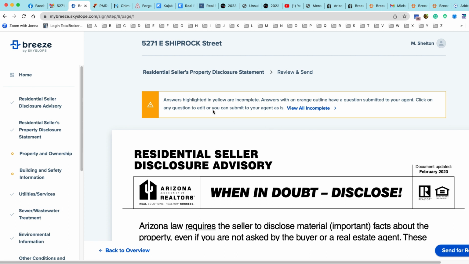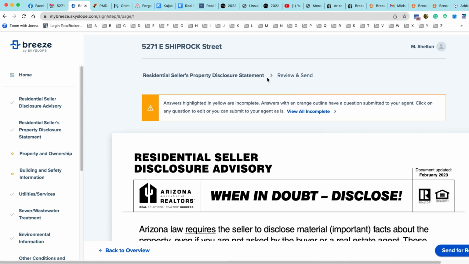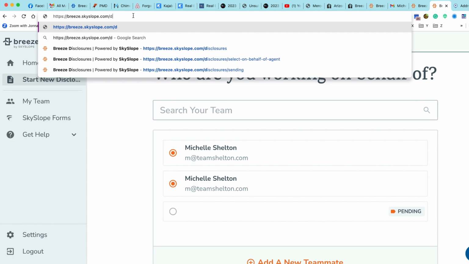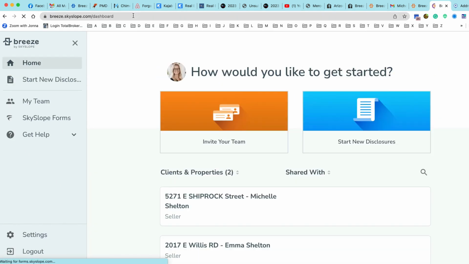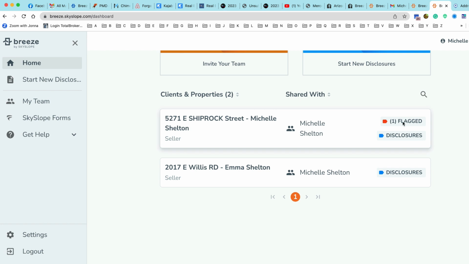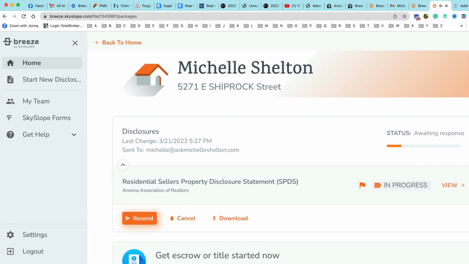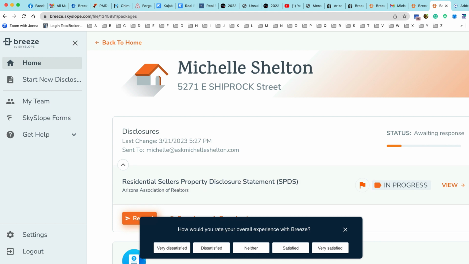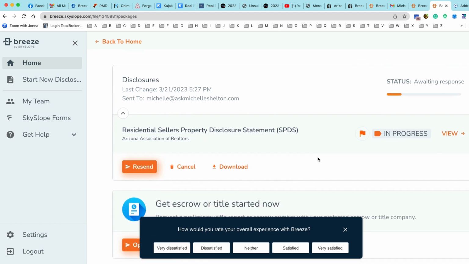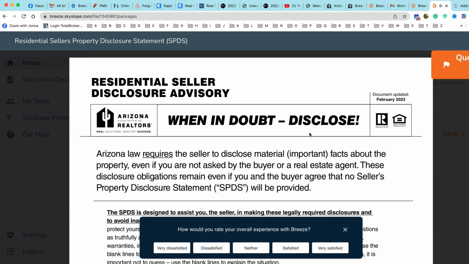So I'd like to see answers highlighted in yellow are incomplete. Answers with an orange outline have a question submitted to your agent. Click on any question to edit or submit to your agent as is. So that's kind of nice, and it'll take you to your incomplete. Okay, one flagged. So let's see what happens here. One flagged. In progress with one flag. So let's go in there.